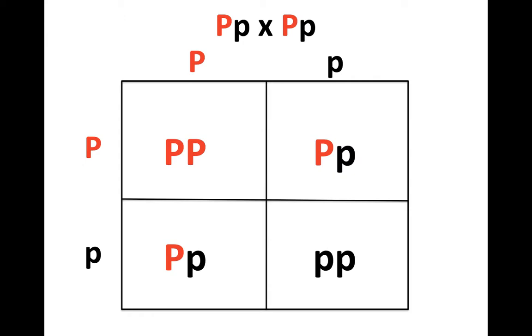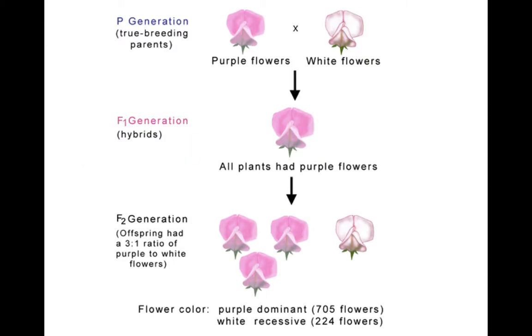So if we were to look at all the plants here, okay, about 75% will be purple flowers and 25% will have white flowers, okay? And if we take a look at this, this is what we started off with, the purple and the white, and here we had all purple flowers. And when these guys mated with themselves, this is what we got. Okay, now that doesn't mean it's a 3-to-1 ratio. That doesn't mean I have 3 purple flowers and 1 white flower.